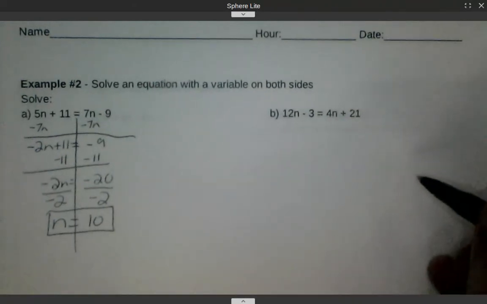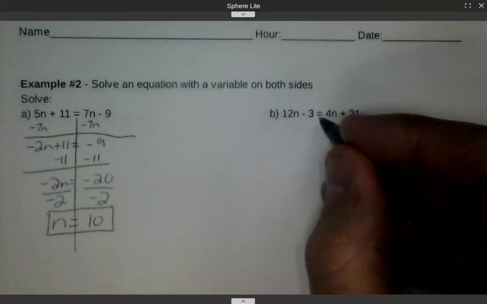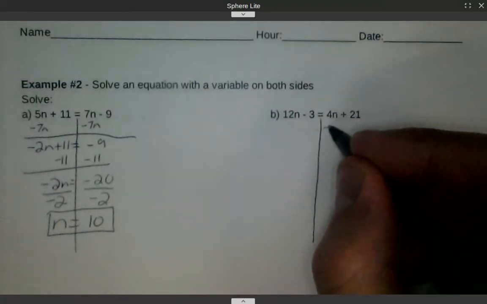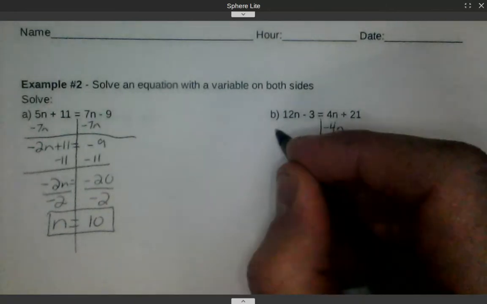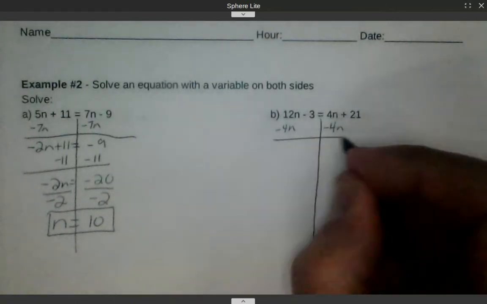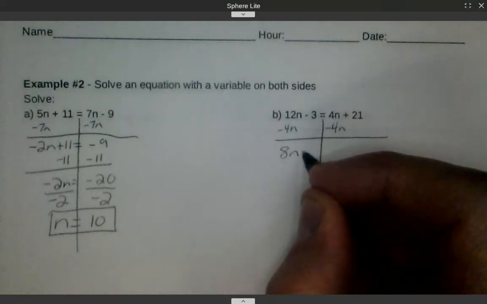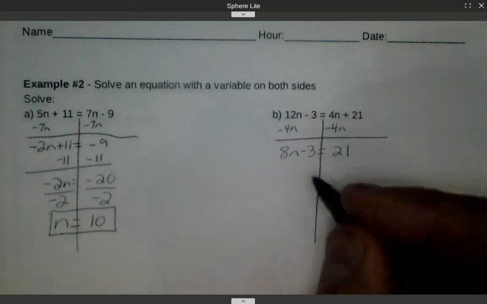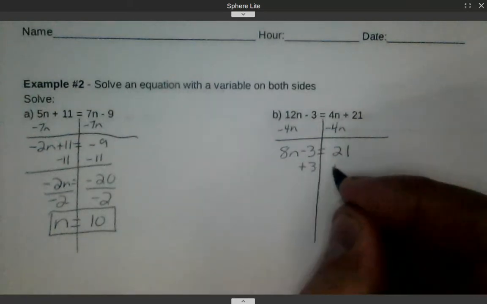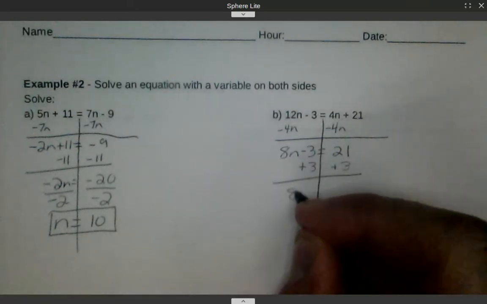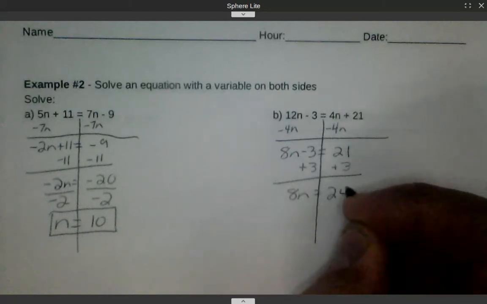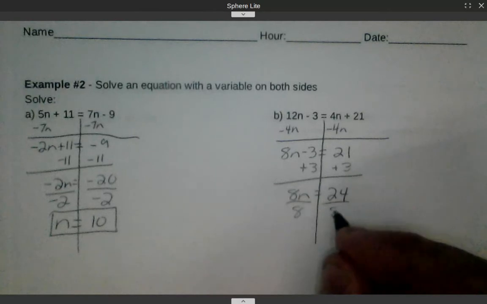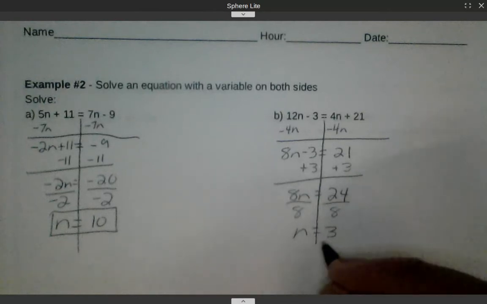Let's check out letter B. So I'm going to draw my line because that seems to help. I'm going to get all my n's on one side. I'm going to subtract 4n from both sides. That gives me 8n minus 3 equals 21. I'm going to then add 3 to both sides, and I get 8n equals 24. Divide by 8, and n is equal to 3.